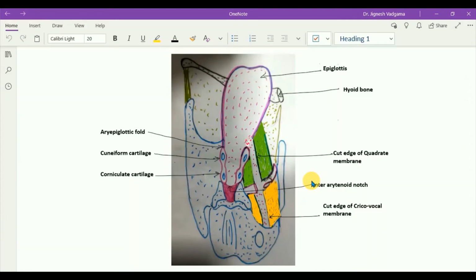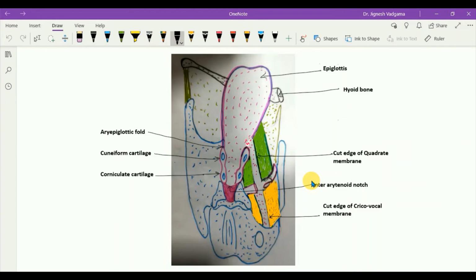Now we see the boundaries of the laryngeal inlet. See this figure. This is the figure of the larynx with half of the hyoid bone removed, and with the larynx, the thyroid cartilage has also been removed on one side. Here we can see the inlet of the larynx with the laryngeal cavity inside, and to see the inside, we cut the quadrate membrane as well as the cricovocal membrane and try to see inside the laryngeal cavity through the gap between the cut edges.